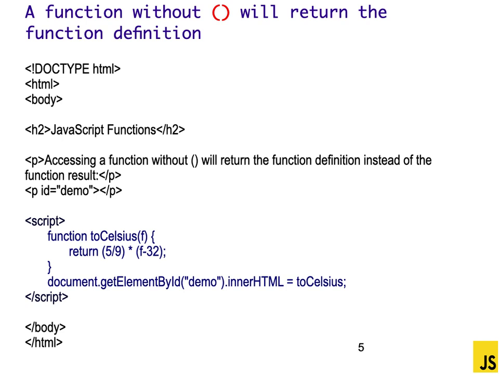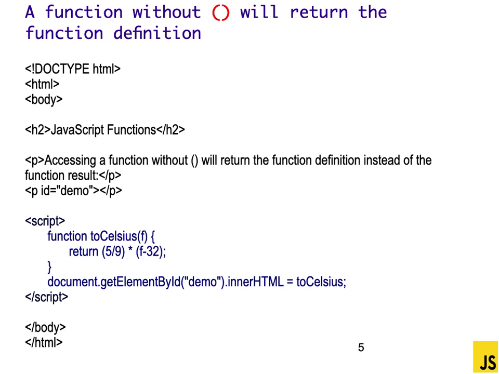Suppose in our calling statement, document.getElementById demo.innerHTML is equal to toCelsius without parenthesis or a particular argument. So this statement will retain the function definition. That means function toCelsius f, that is the value to be retained. That function definition is retained instead of retaining the actual calculated information or the result. This is how a function without parenthesis will work.